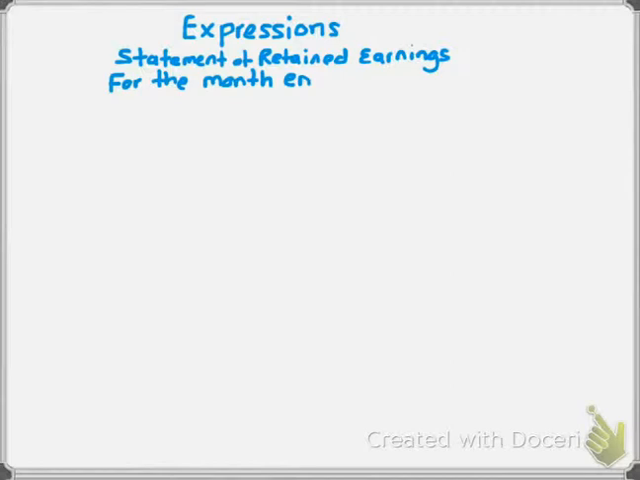The next is what statement we're preparing. We're preparing the statement of retained earnings, so that's what goes on next. And then the period. It's for the month ended August 31st. Again, remember this is a period statement, so it's going to be for the month ended August 31st.